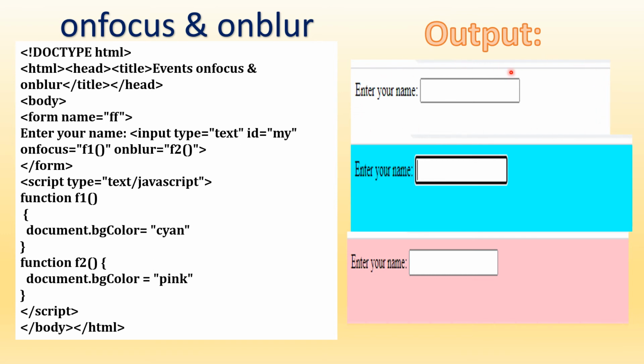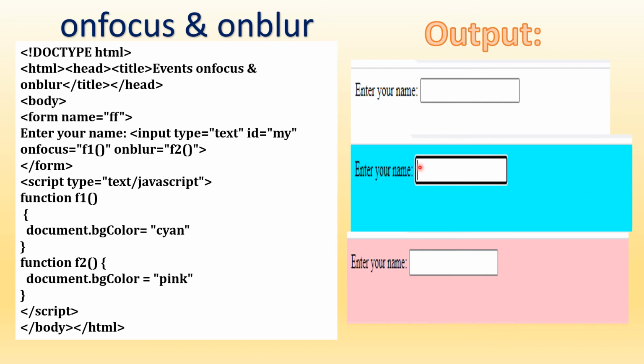The background color is white. I have entered your name, the text given, and there is a text field. It is not focused right now. I keep my cursor here. It means I focus in this particular text field. Then what happened? Immediately this function will be activated and the background color will be turned into cyan.